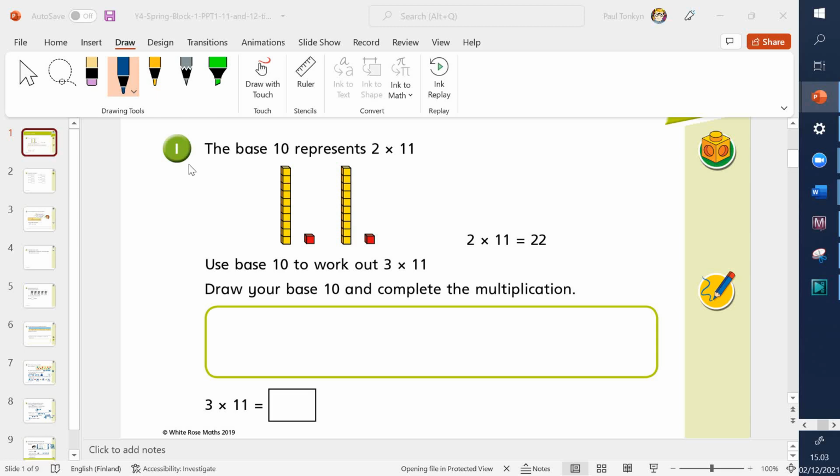The base 10 represents 2 times 11. Okay, because we have 10 and 1, 10 and 1. Use base 10 to work out 3 times 11. Draw your base 10 and complete the multiplication. So you need to do 3 of these. Yeah, you need to do your long things with 10 cubes.